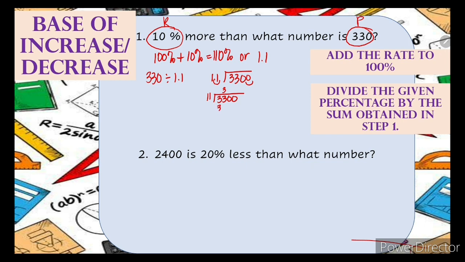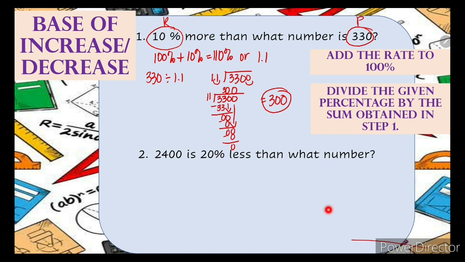3 times 11 is equal to 33. 33 minus 33 is equal to 0. Bring down 0. 0 divided by 11 is 0. 0 times 11 is 0. Subtract. 0, bring down 0. 0 divided by 11 is 0. 0 times 11 is equal to 0. So, 0. So, our answer is 300.